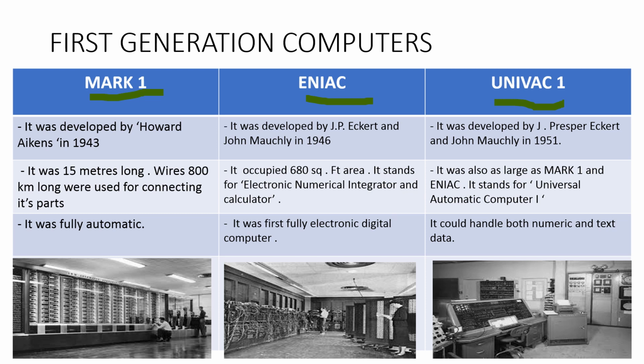Now, Mark 1 was developed by Howard Aiken. That is the name of the scientist, and it was developed in 1943. Then ENIAC, we will come to it afterwards. First let us complete Mark 1. It was 15 meters long. Imagine how long it must have been in size. It was 15 meters long. And how many wires were used for connecting its parts? Around 800 kilometers of wire.